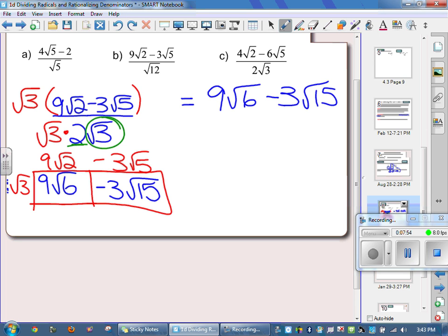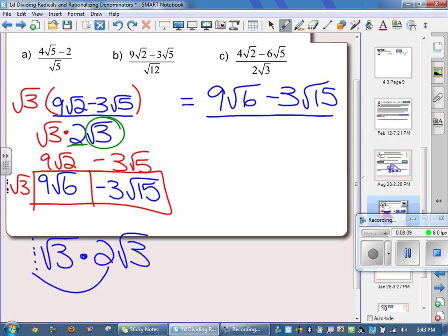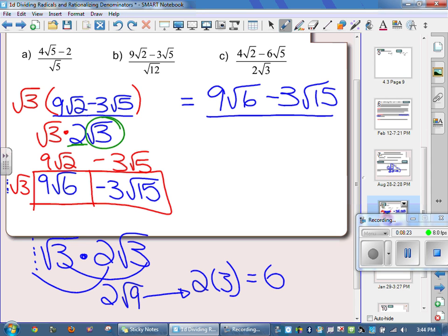Okay, let's see what our bottom gives us now. When I multiply the bottoms, I'm going to have root 3 times 2 root 3. Well, there's a hidden 1 in front of this root 3, so the 2 and the 1 are going to multiply, and the 3 and the 3 are going to multiply. So the bottom is going to give me 2 root 9. What do we know about root 9? It's a perfect root. So I'm actually going to get 2 times 3 to give me 6. So now I have a 6 on my bottom.